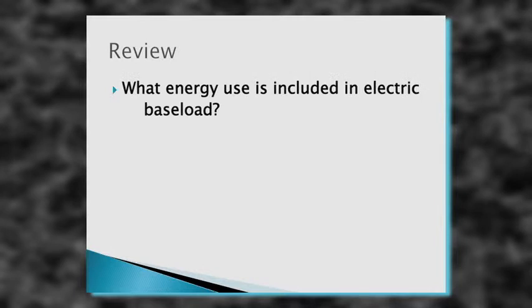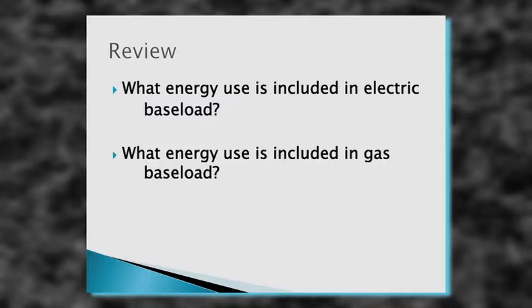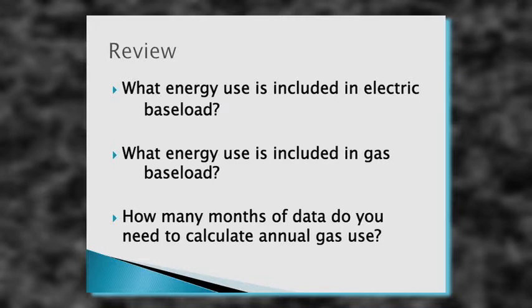All right, so let's wrap this up. What energy use is included in energy base load? What's our primary electric base load appliance? Refrigerator. How about gas? Our primary water heater. Very good. How many months do we use to calculate our annual gas usage? 3 or 4. 3 or 4.